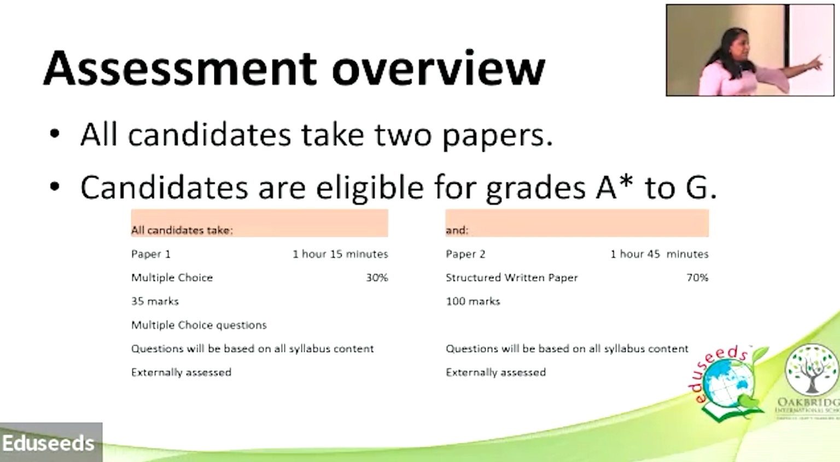This paper is 100 marks, where you have 5 questions and each question is 20 marks. Therefore, this one will contribute 70% of your overall accounting paper. So 30% comes from paper 1, 70% comes from paper 2, and you add it up, it's 100%. Same thing for paper 2: questions will be based on all the syllabus content, all the topics. Okay, so far so good?